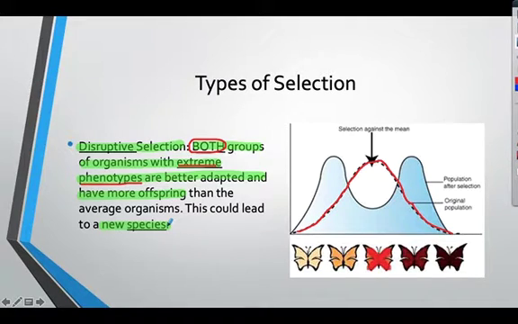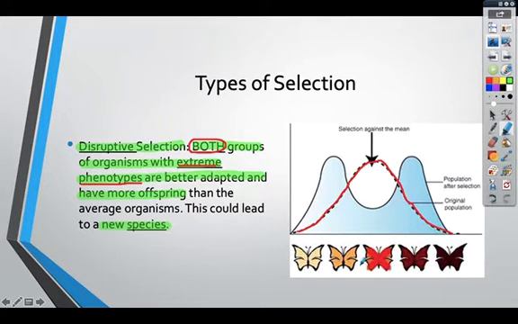Remember, stabilizing can lead to very little genetic variation, whereas with disruptive, you can have so much genetic variation between those two extreme groups, two extreme phenotypes in those two groups, that it could lead to a new species. Okay.